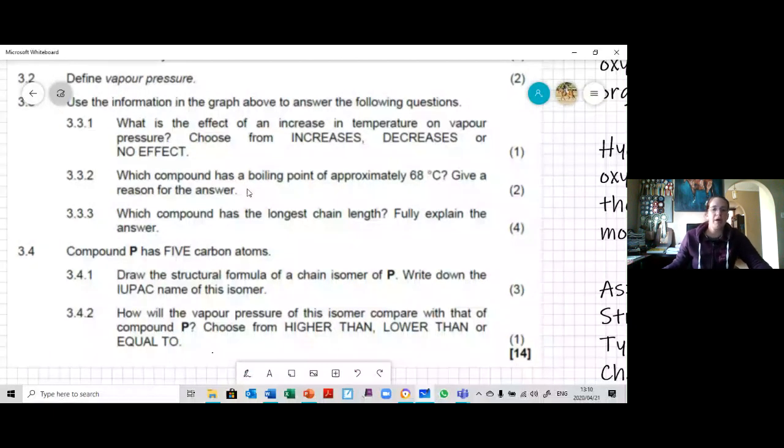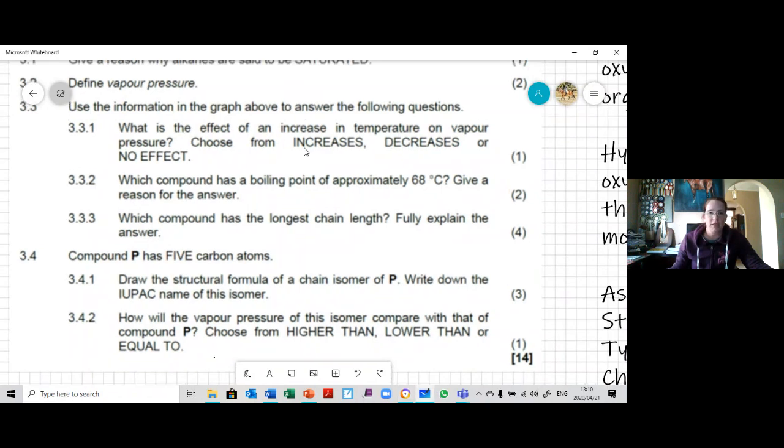3.3.2. Which compound has a boiling point of approximately 68 degrees Celsius? Give a reason for your answer. Now we start with those questions. Selma, yes, your answer is perfect, correct. Alkanes only have single bonds. Perfect. Right, guys, so now we need to start interpreting this graph quite seriously.